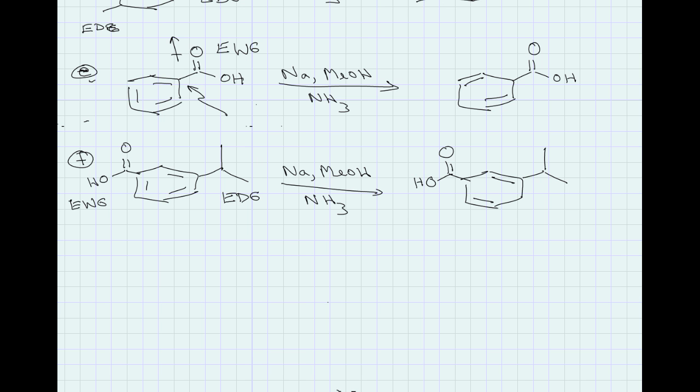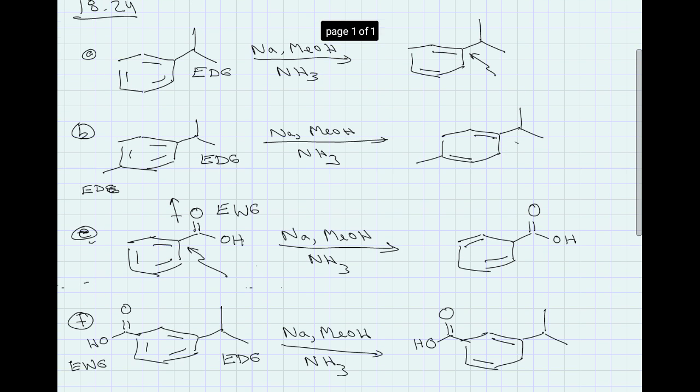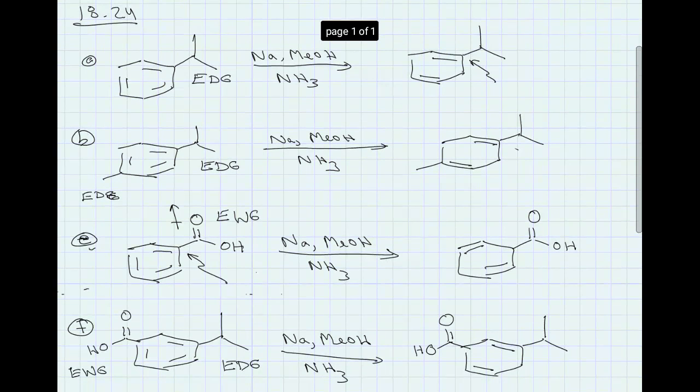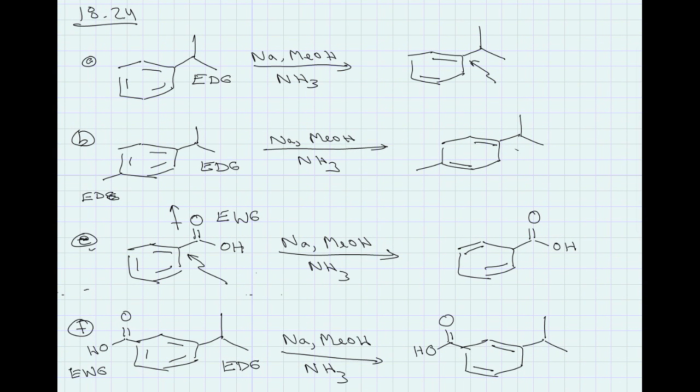So I hope this helps with Birch reductions, and they're pretty simple as long as you understand what an electron donating group and what an electron withdrawing group are.